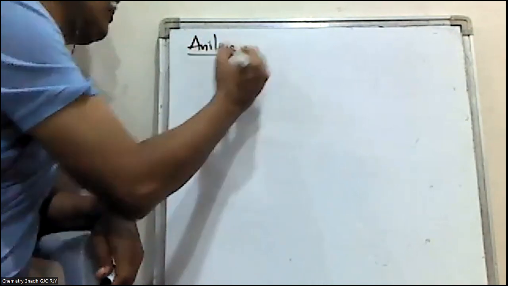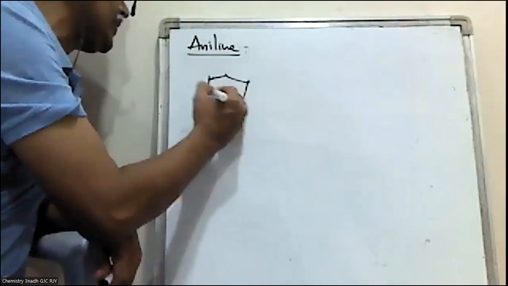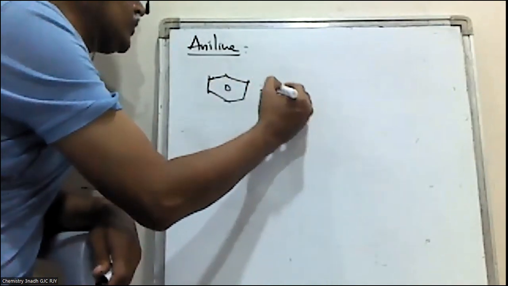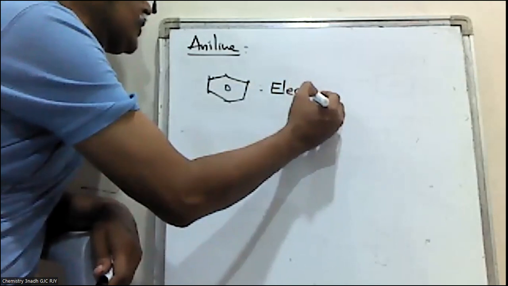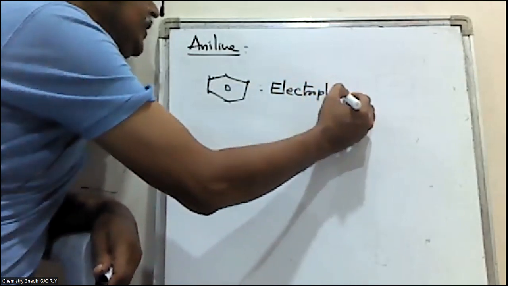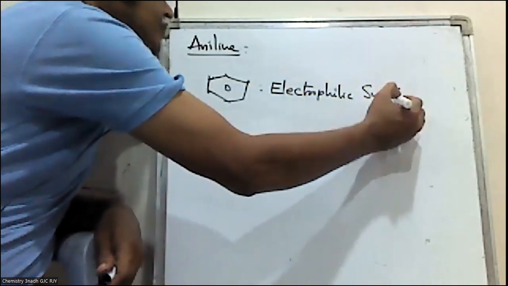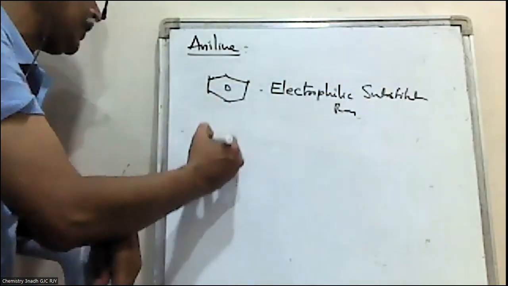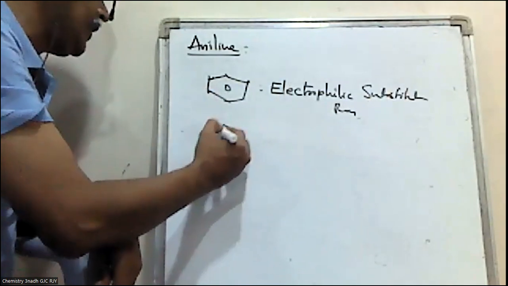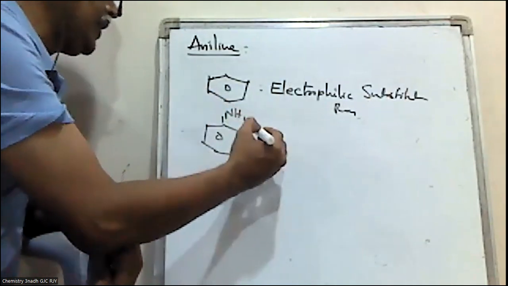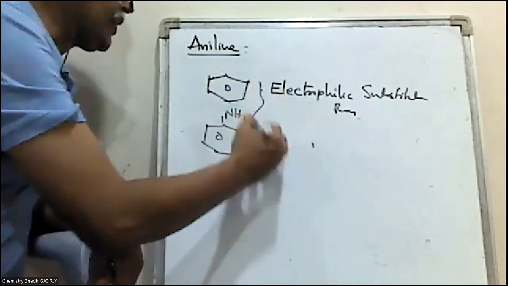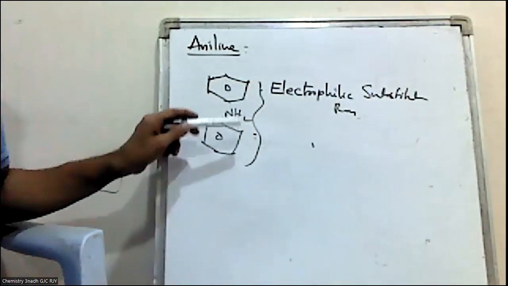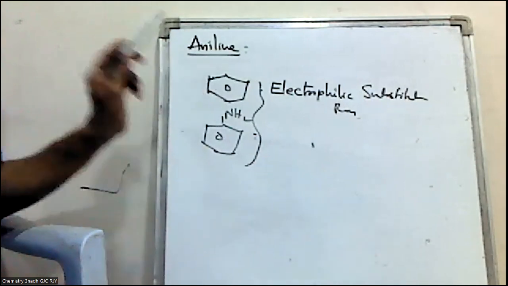We know that the molecular formula of benzene is C6H6 and its structure is like this, and it undergoes electrophilic substitution reactions. So like benzene, aniline also participates in electrophilic substitution reactions.